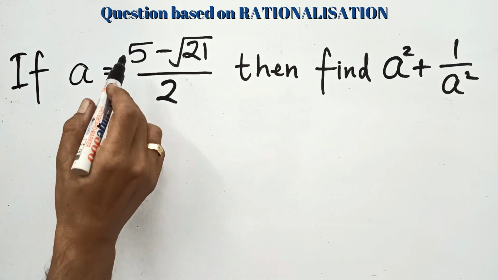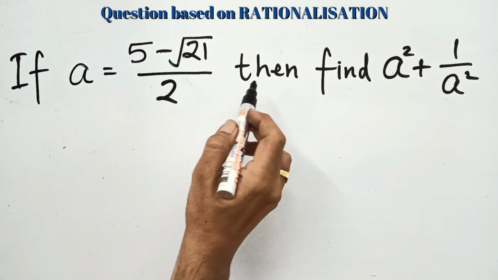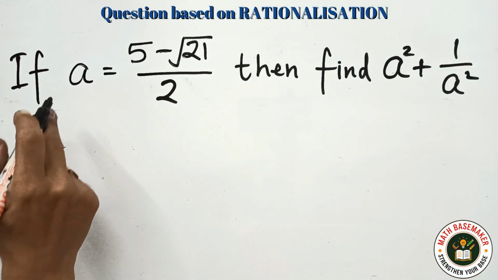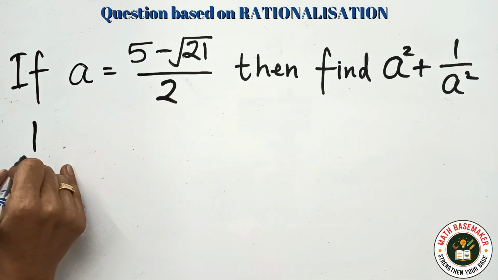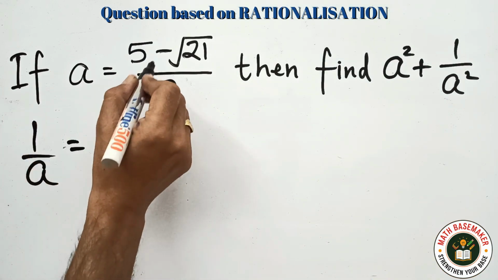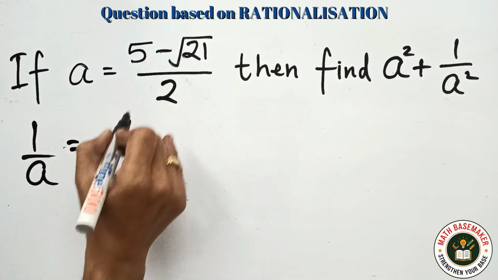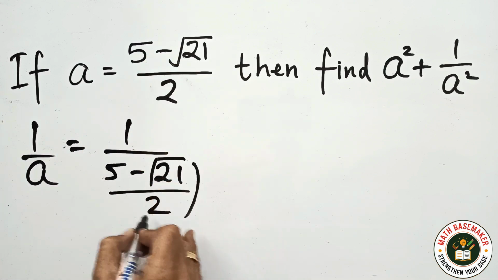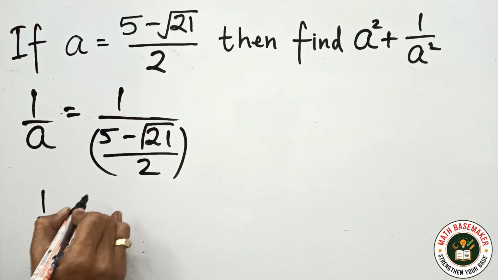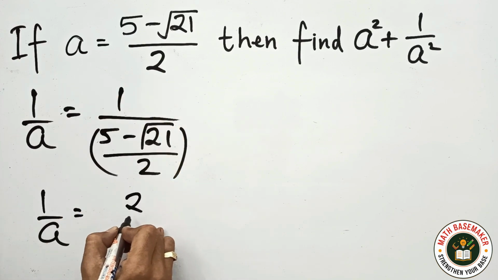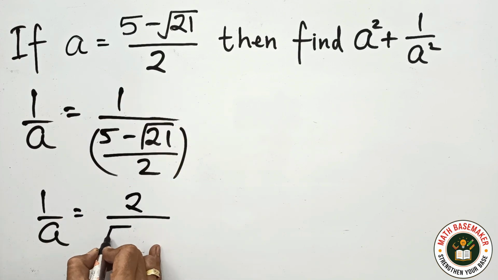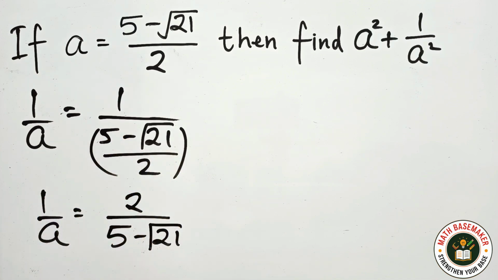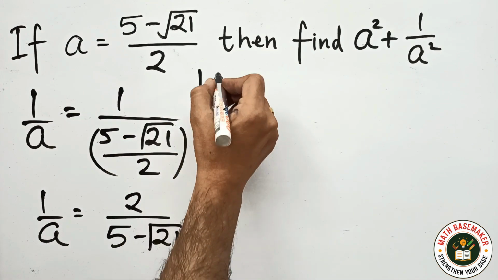If a is equal to (5 minus square root 21) upon 2, then we need to find a square plus 1 upon a square. So let us find out 1 upon a first of all. 1 upon a means 1 upon this whole expression. 2 will come in the numerator and 5 minus square root 21 in the denominator. Now let us rationalize this one.